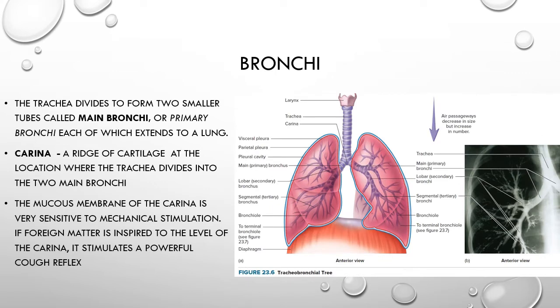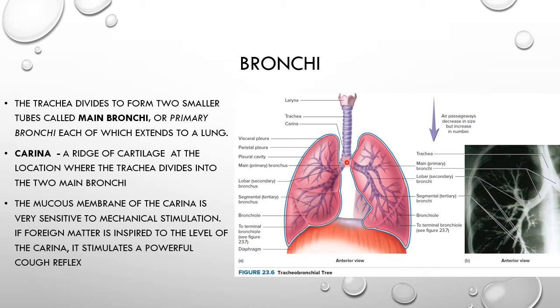Okay, let's go to the next structure, which is your bronchi. The trachea further divides to form two smaller tubes, no? And these are your main bronchi. You also call this your primary bronchi, and each of which extends to the lung, no? Both on the right and on the left. So, your primary bronchi or your main bronchi, you have a right and a left bronchus.